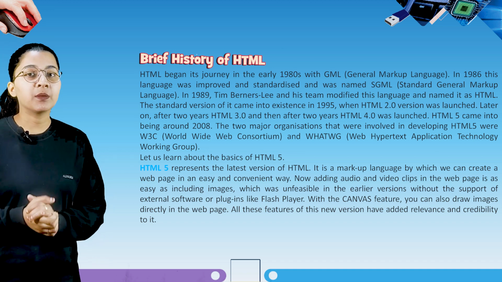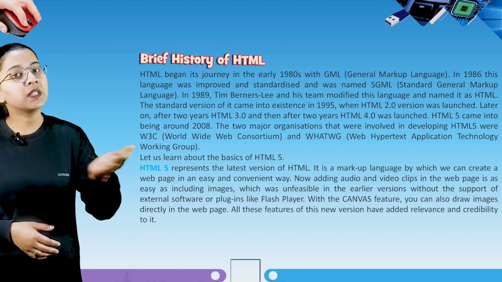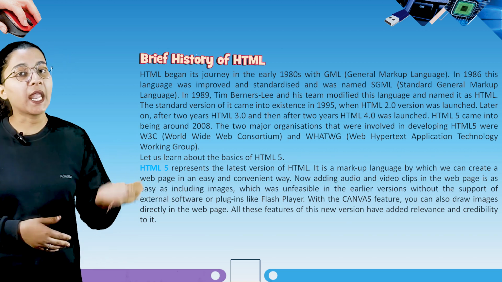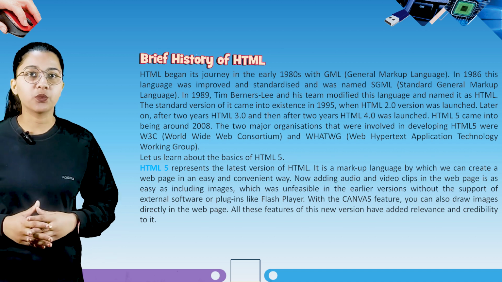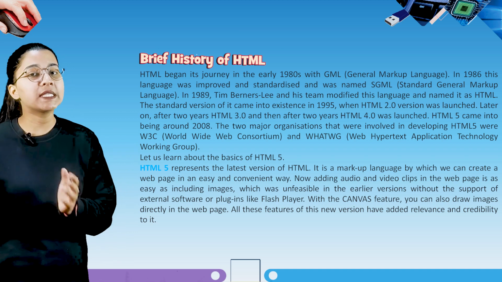So HTML5 कब आया था? HTML5 पहले HTML 2.0, then 3.0 and then 4.0 और उसके बाद 2008 में HTML5 आया जो अभी हम यूज़ करते हैं. अब हम पढ़ेंगे HTML के कुछ बेसिक एलिमेंट्स.